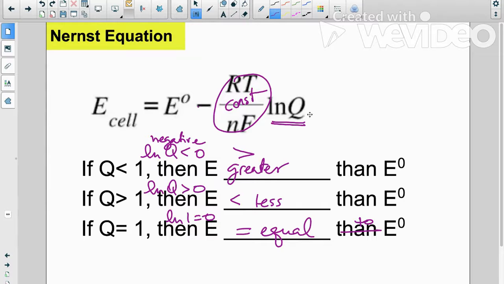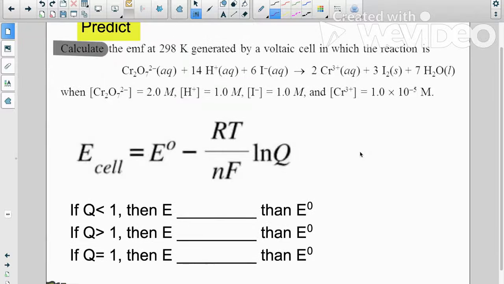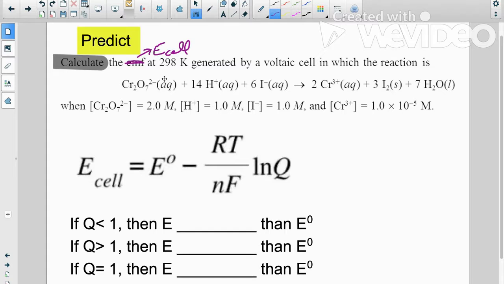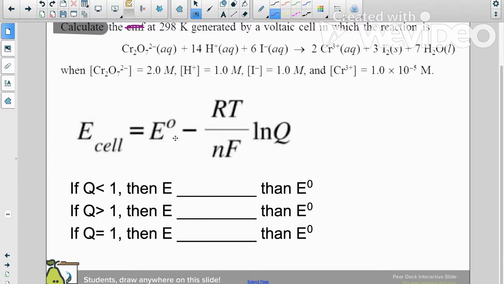So I hope that helps you think about different situations with the value of Q, and to know how the cell potential will relate when we have certain concentrations. This example we'll go over on Thursday, but the AP exam is never going to ask you to calculate the EMF, which is another word for E-cell. But you should be able to predict whether this cell voltage is going to be greater than, less than, or equal to the standard cell potential.